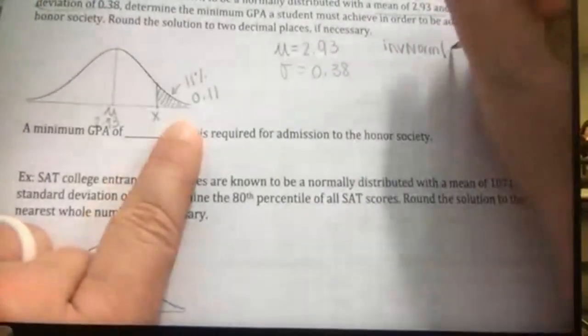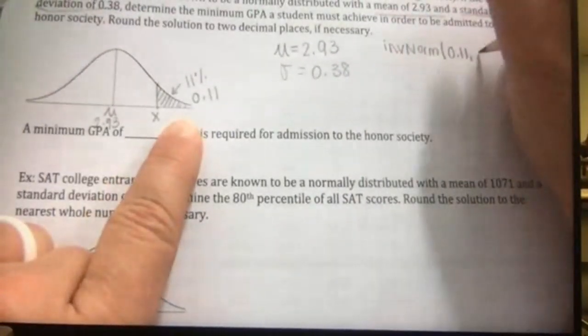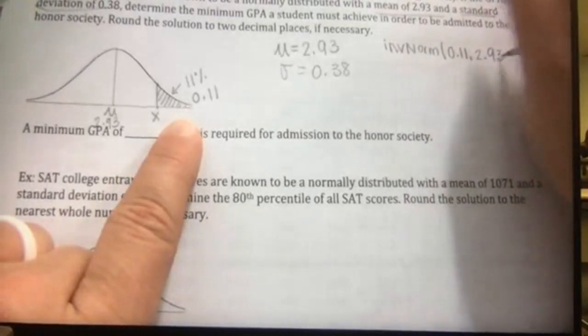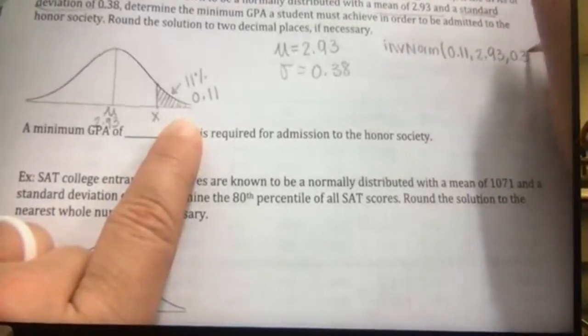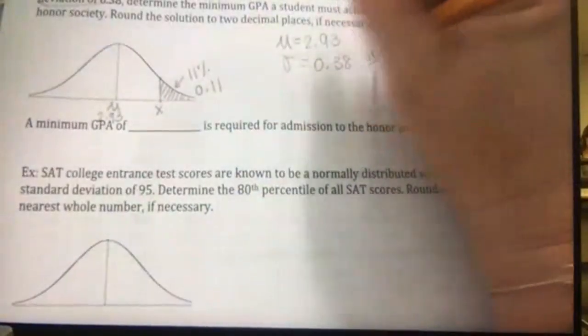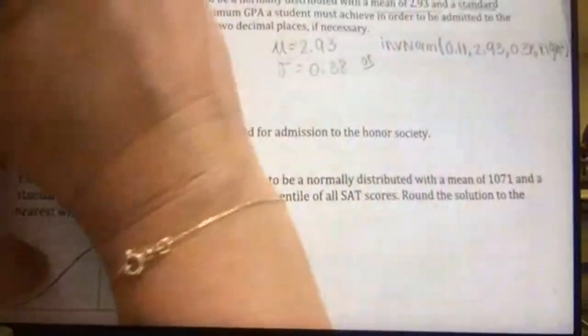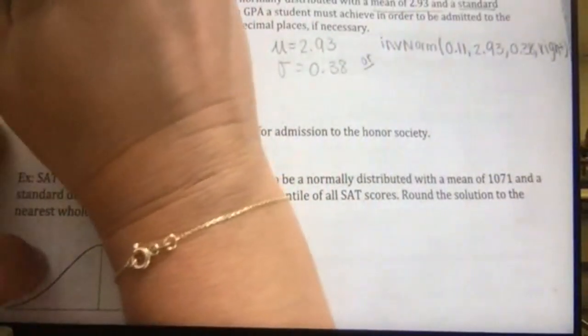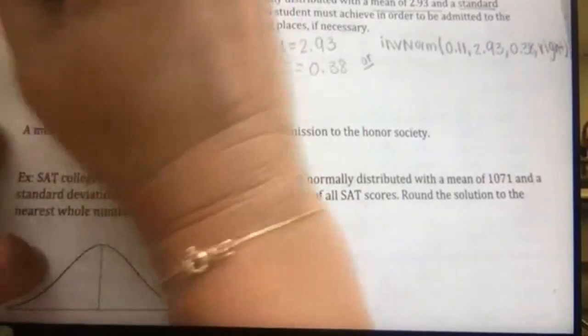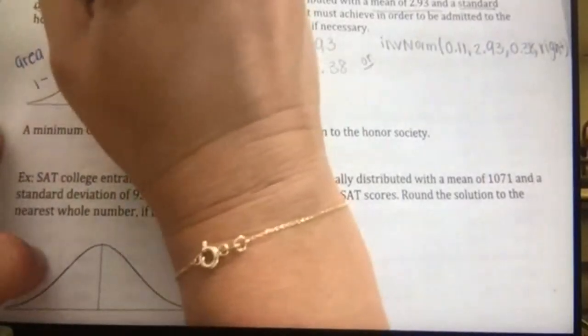Our area to the right is 0.11. Our mean is 2.93. Our standard deviation is 0.38, and that's area to the right. Or if you don't have the option for left, right, center, we just find the area to the left. So we know the area to the left is going to be 1 minus 0.11, which is 0.89. So this would give us 0.89.